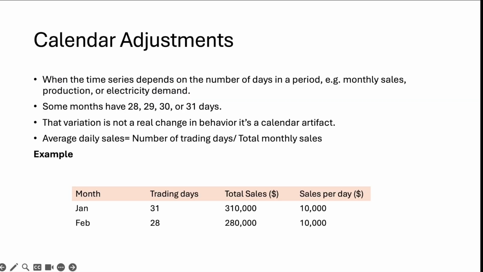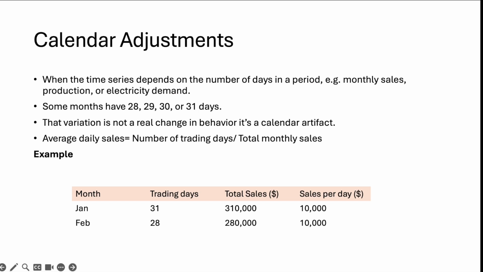Okay, so the first one is the calendar adjustments. We use the calendar adjustment when the time series relies on the number of days in a period, for example monthly sales, production, or electricity demand. As we know, some months have 28 days, 29 days, 30 days, and maybe 31 days, right? So if you record, for example, the total sales, the month with more trading days is going to be automatically higher than the one that has fewer days, right?